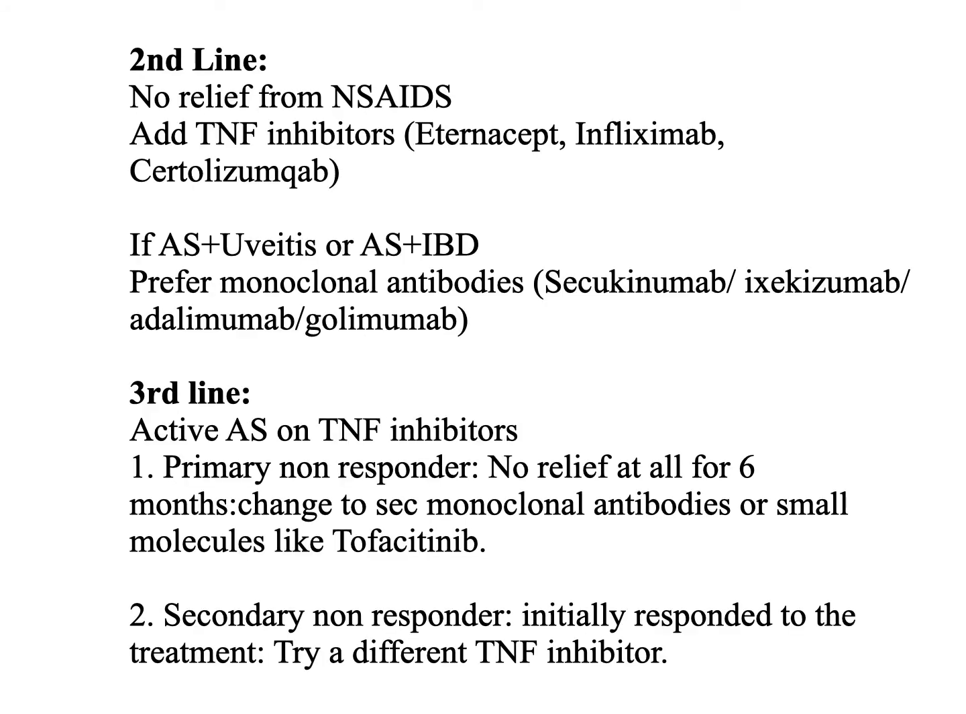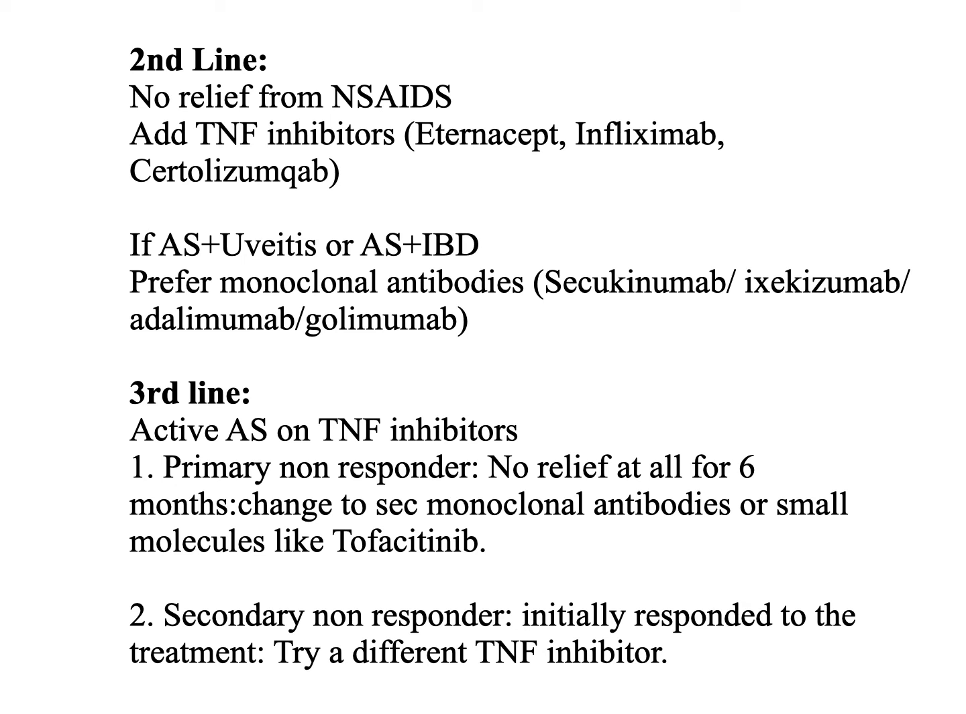Second line drugs are given if there is no relief from NSAIDs. TNF inhibitors like etanercept, infliximab and certolizumab are added. If there is ankylosing spondylitis with uveitis or ankylosing spondylitis with inflammatory bowel disease, we prefer monoclonal antibodies like secukinumab, adalimumab and golimumab. Third line drugs are used if there is active ankylosing spondylitis even after using TNF inhibitors.